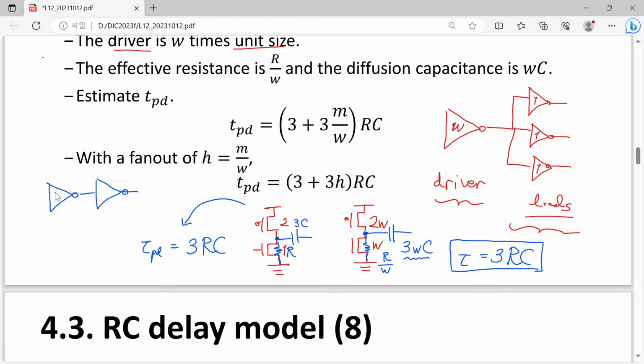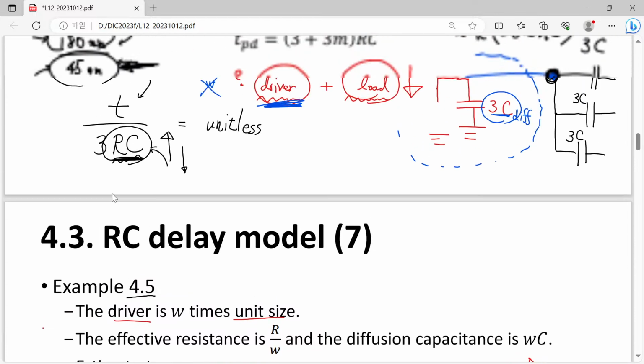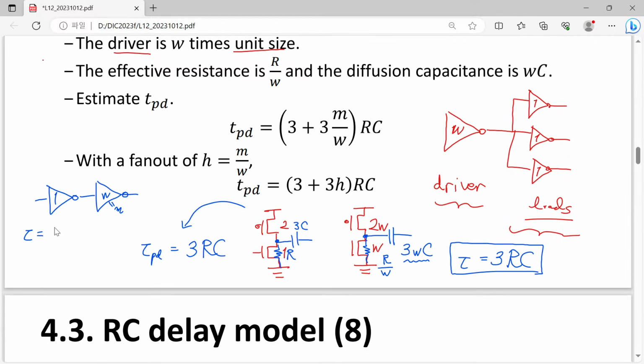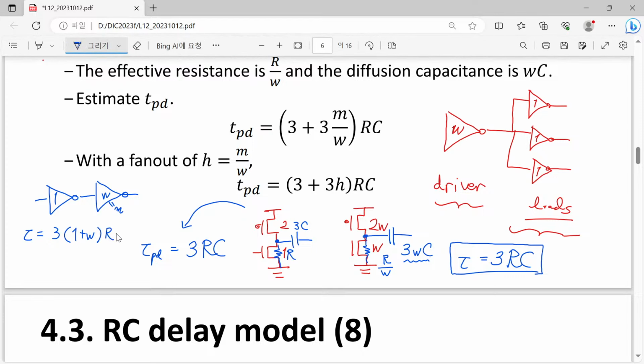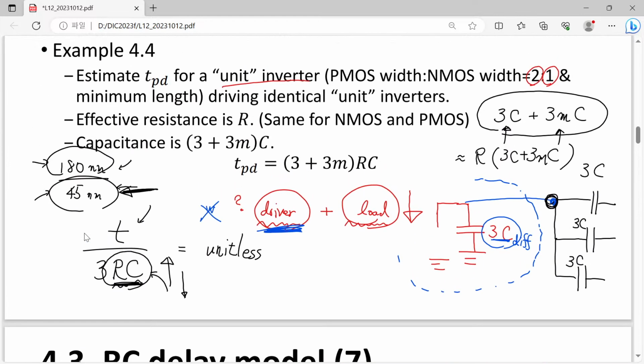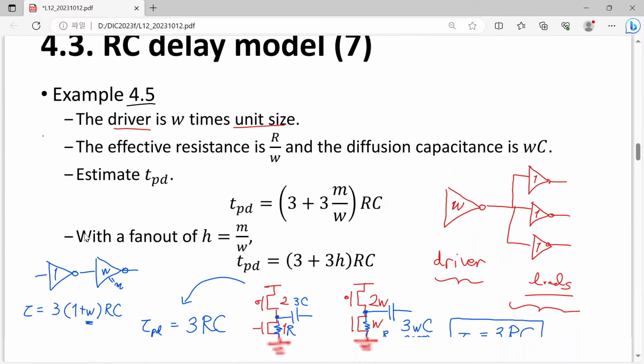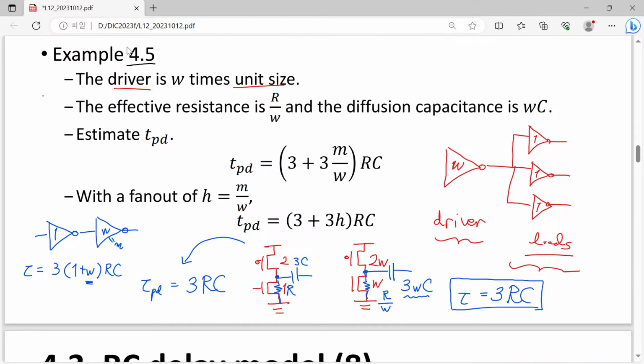Here we have 1 and W. Then what happens? In this case, the answer is quite simple because this is just M over our previous example. So it becomes simply 3 times (1 plus W) RC, because this W is acting as just the number M in our example 4.4.